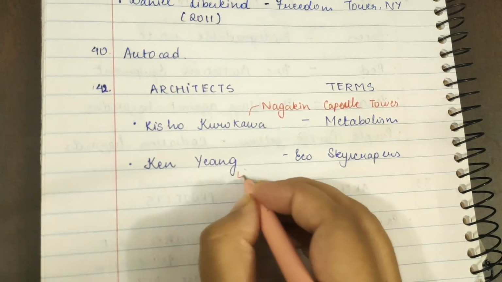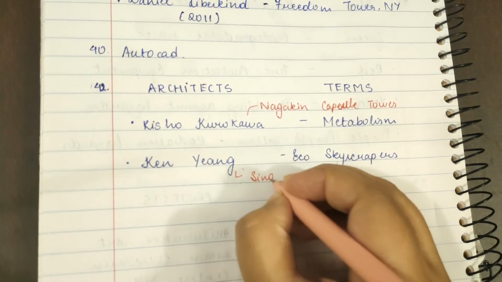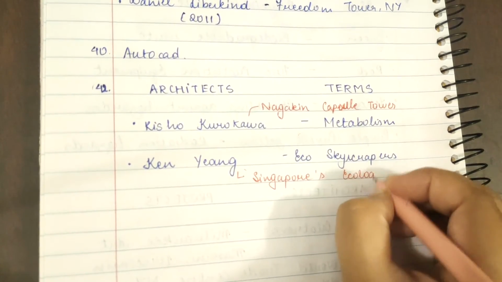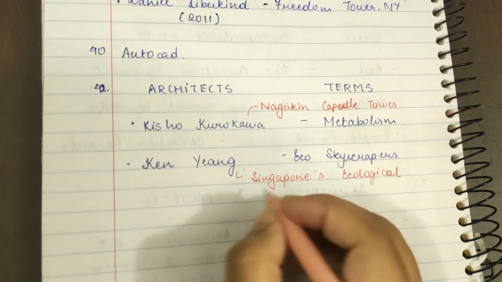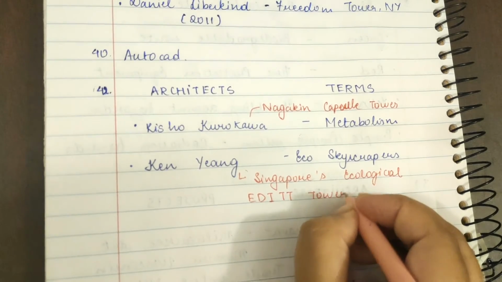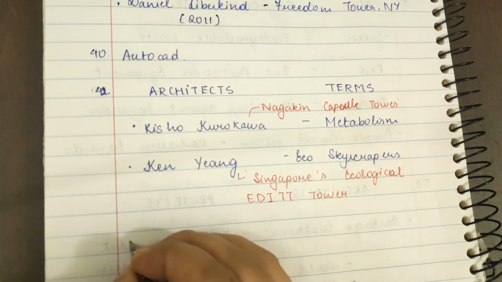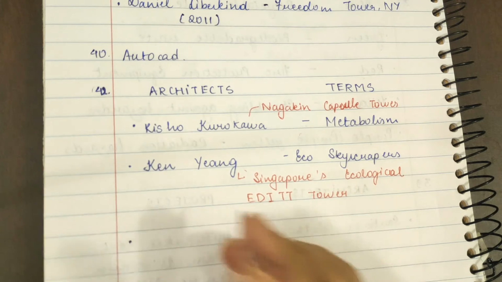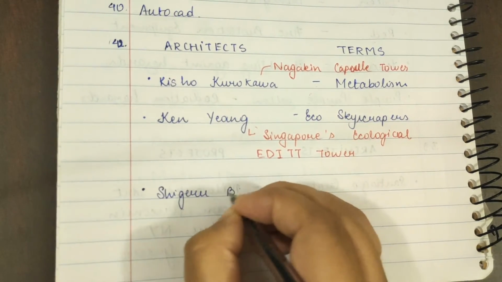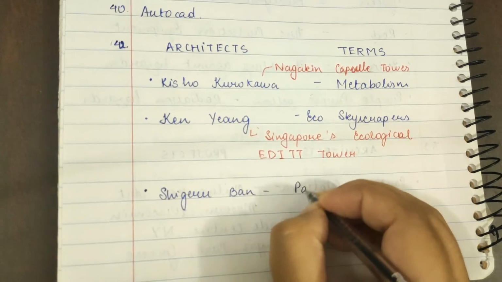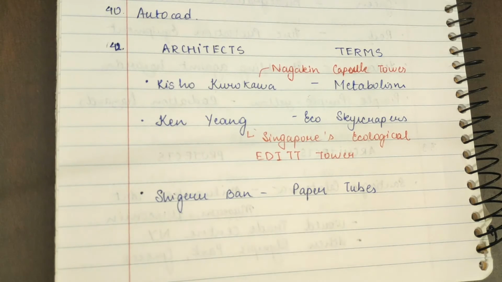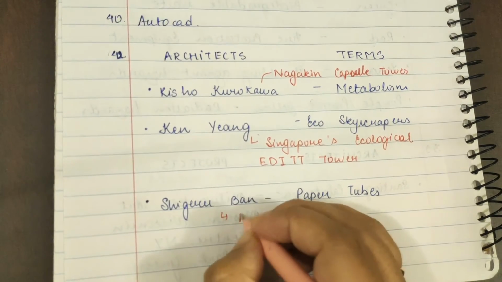Then for this, you can see Singapore's ecological EDITT Tower. Then you have Shigeru Ban, who gave the concept of working with paper tubes. An example would be Pompidou Center in France.